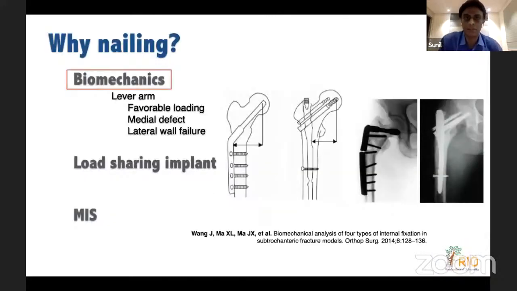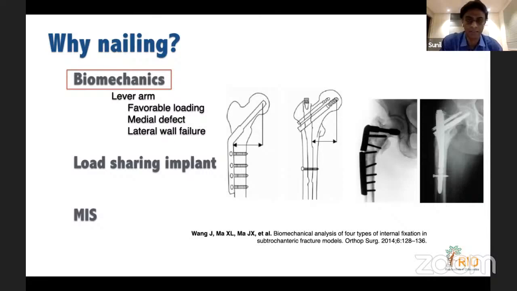So first of all, the question is, when there are so many difficulties, why choose nailing of a subtrochanteric fracture? Why should we do it? Why not do a different option? The first thing is the biomechanical advantage that a nail will give you. We all know that with regards to the lever arm and the forces acting upon the implant and also the fracture, the nail gives you a favorable loading pattern because it is centered along the medullary cavity.